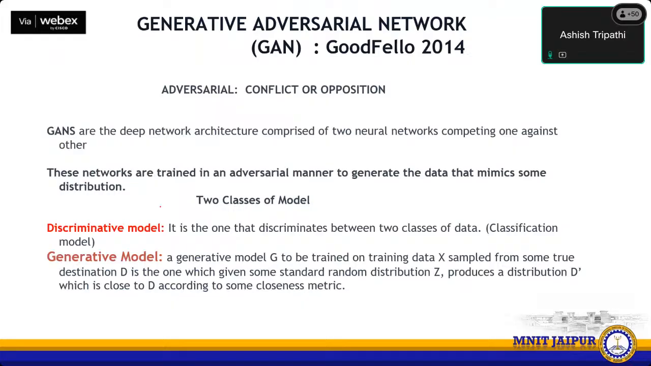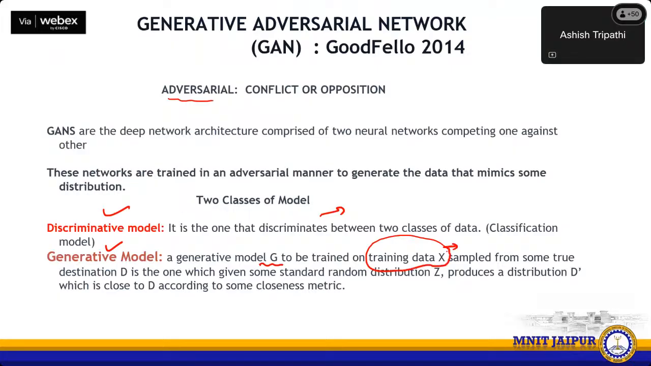Okay, so there are two classes that I have discussed in the case of GAN. What are the two classes? One is the discriminative model and another is the generative model. The discriminative model is basically a classification kind of task, and the generative model is basically to develop some generative probability distribution model, and the training has to be performed in an adversarial manner. So what is the generative model? The task of the generative model is to be trained on training data X.